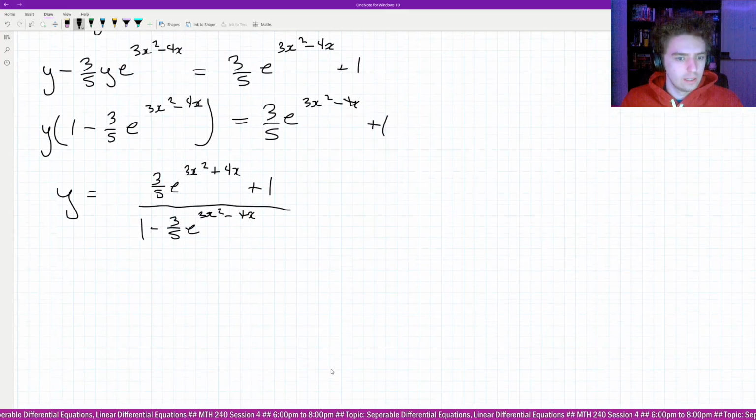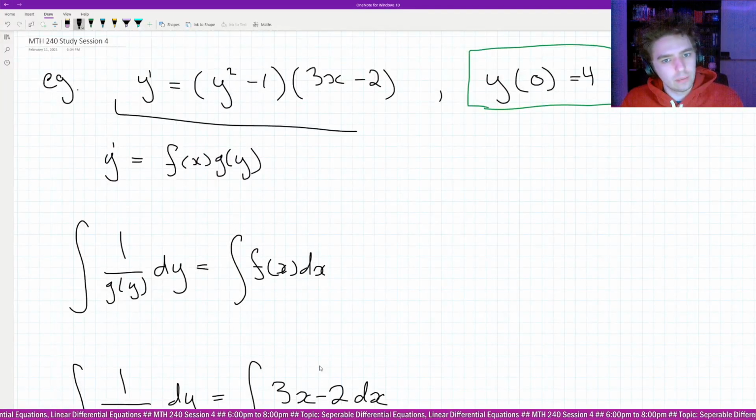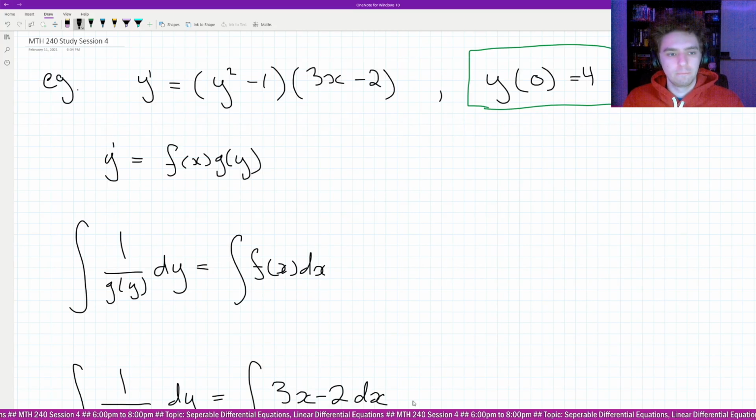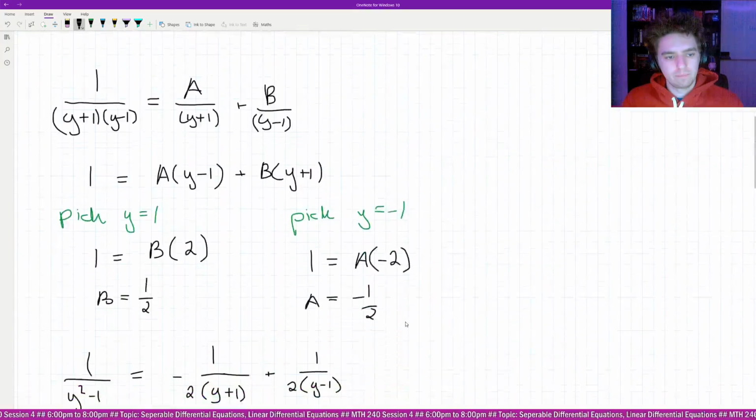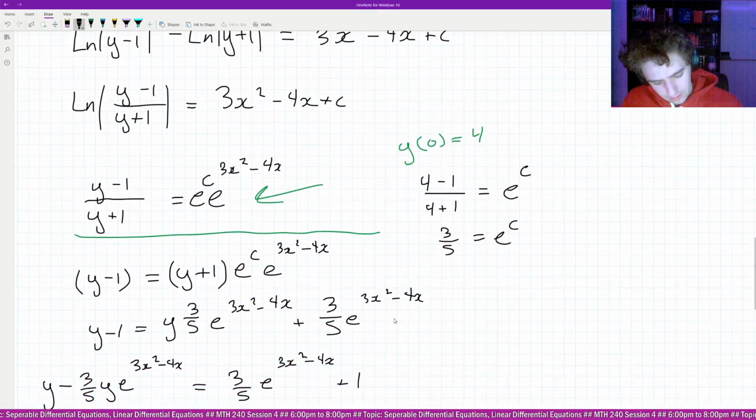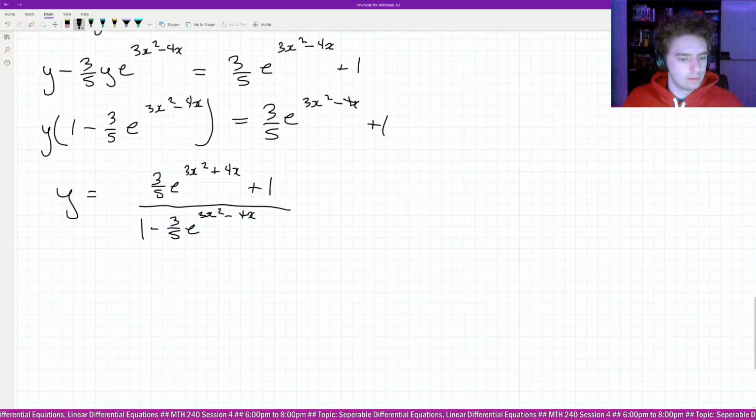So that's the function that, when you plug it into this equation up here, it's true, and also this initial value is satisfied, right? So that was a good question, a long one, relatively long, I think. So how do people feel about that one?